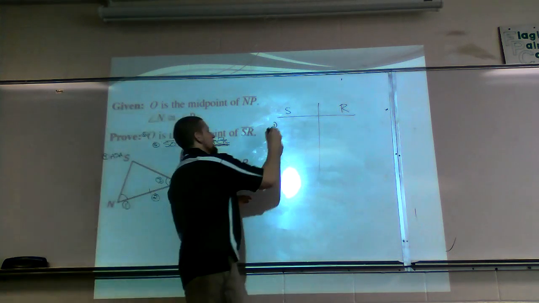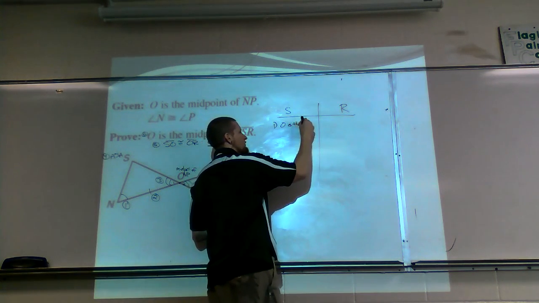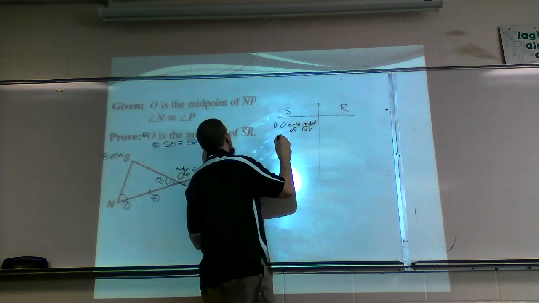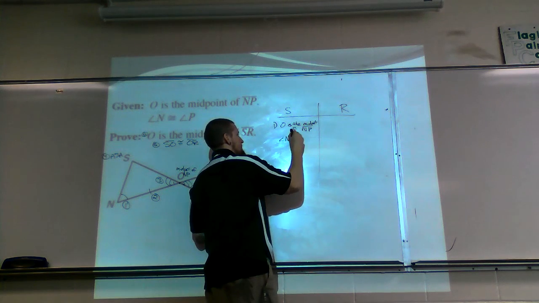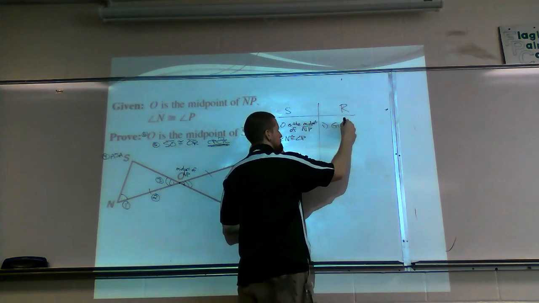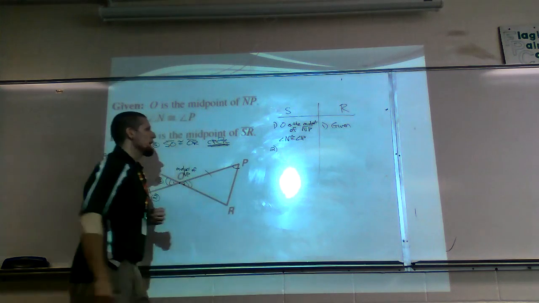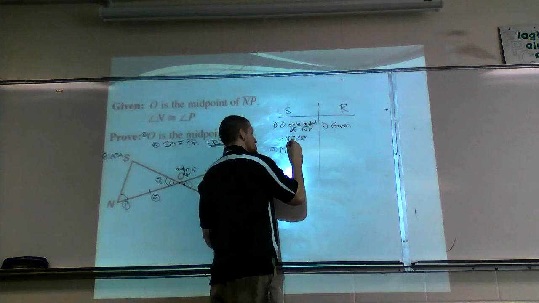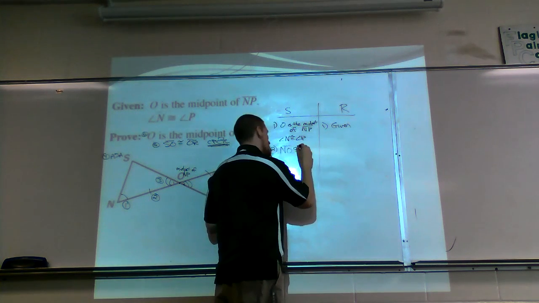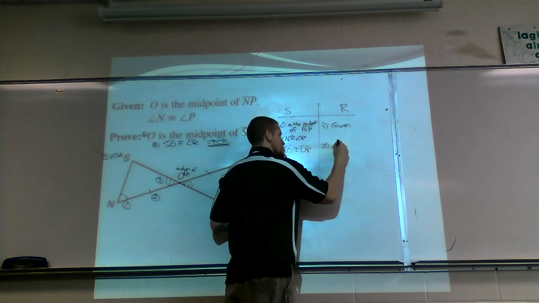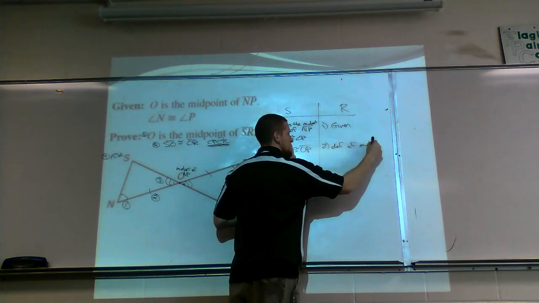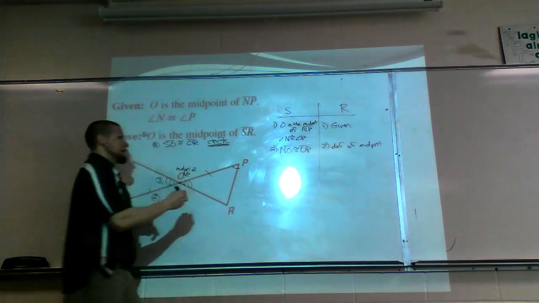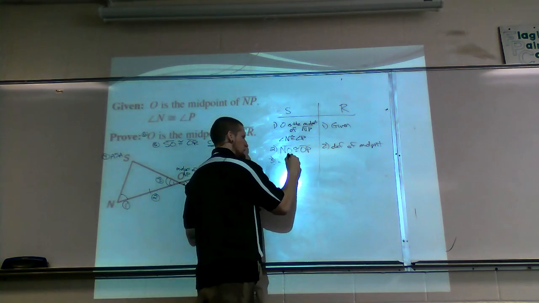All right, so first thing is given. Second thing was the segments that were congruent, so NO and OP. All right, and that was the midpoint telling us. Third thing was the vertical angles you guys said, so 1 and 2 are congruent.